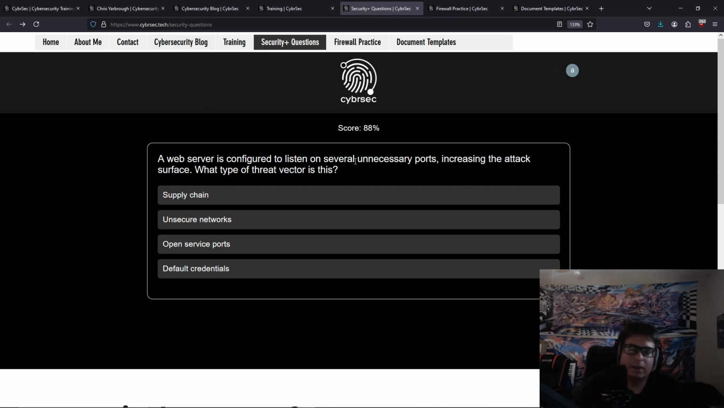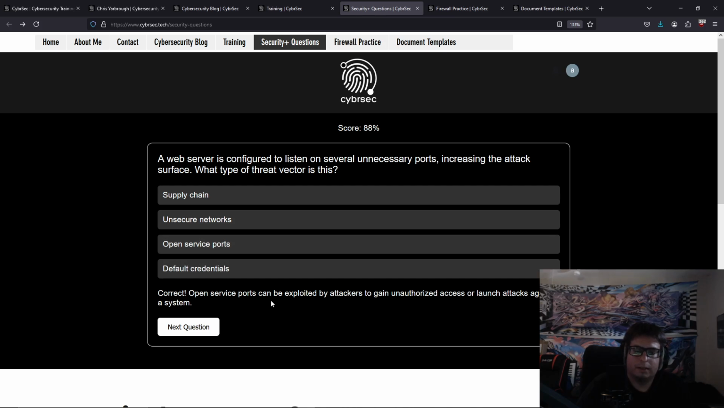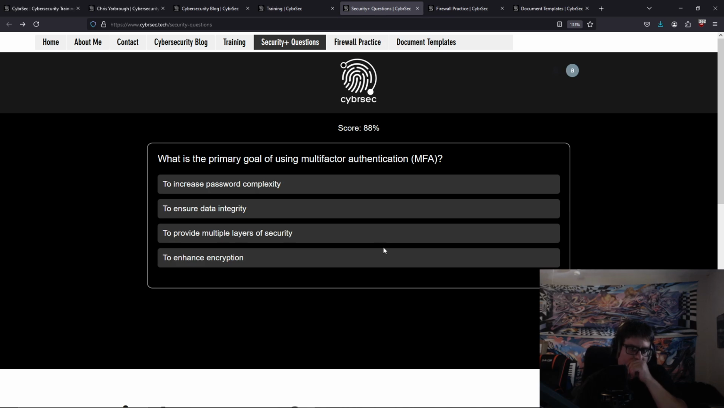Where is the number? A web server is configured to listen on several unnecessary ports, increasing the attack surface. What type of threat vector is this? Listening on unnecessary ports. Open service ports. Correct. What is the primary goal of using MFA?